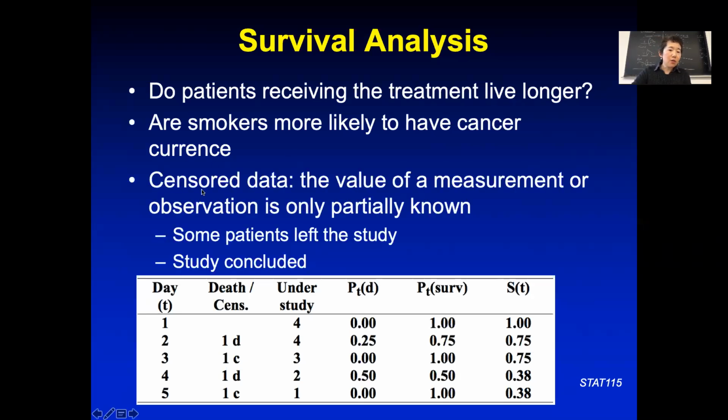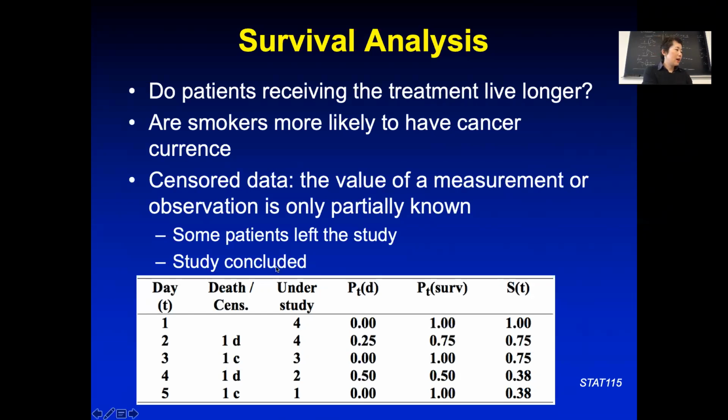So one important thing for survival analysis is called censored data, which means that the value of a measurement or observation is only partially known. For example, in this kind of treatment clinical trial, you could see that some patients left the study. Maybe because of toxicity, they do not want to continue the treatment anymore. Or for some reason they just left, they moved to a different city, they now are seeing doctors in a different hospital, or something like that. You just don't have all the information.